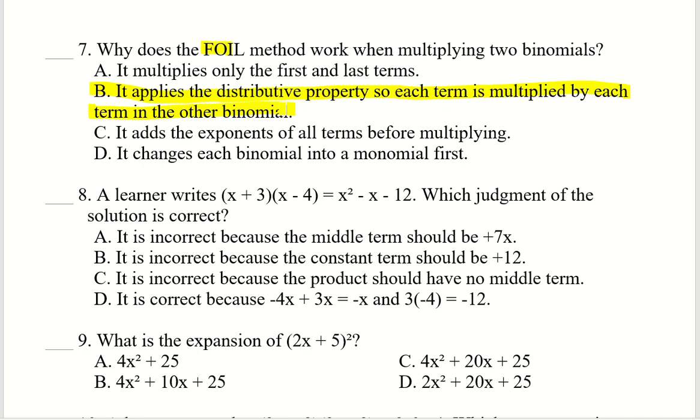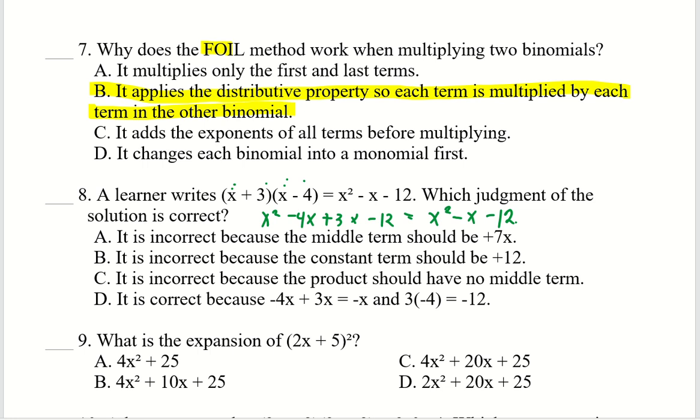Number 8. A learner writes x plus 3, x minus 4 is equal to x squared minus x minus 12. Which judgment of the solution is correct? Okay, so if we're going to multiply that using yung FOIL natin, we get x times x, x squared, x times negative 4, negative 4x, 3 times x, positive 3x, 3 times negative 4, negative 12. So we get here x squared, negative 4x plus 3x is negative x minus 12.